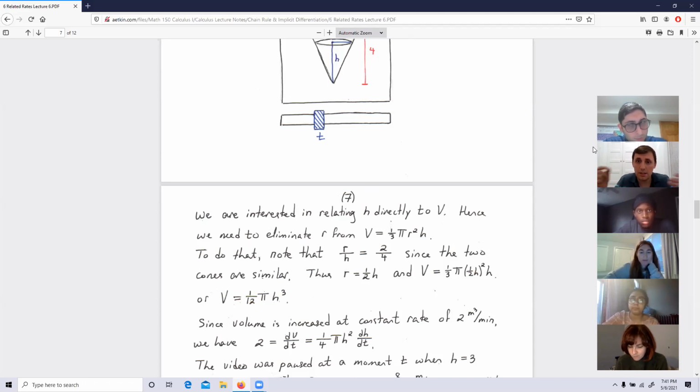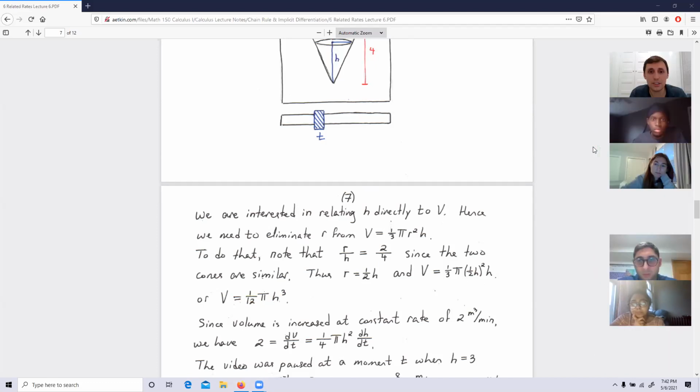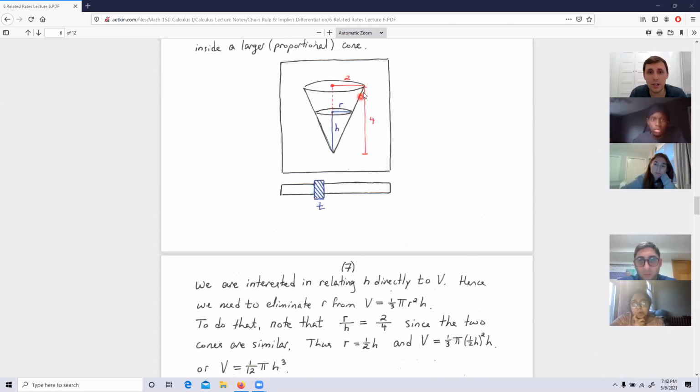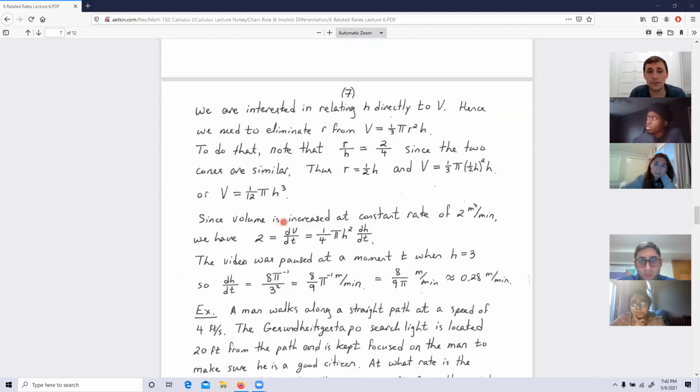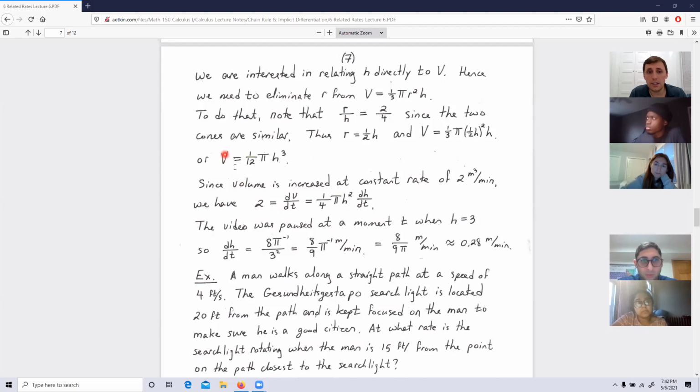Proportionality, yes. Radius over the... Pythagorean theorem, maybe? Why Pythagorean theorem? I mean, just r over h, 2 over 4. Same thing. So then we take the derivative. dV/dt is 2. The derivative here is 1/4 pi h squared dh/dt. And everything else is just a calculation, guys.